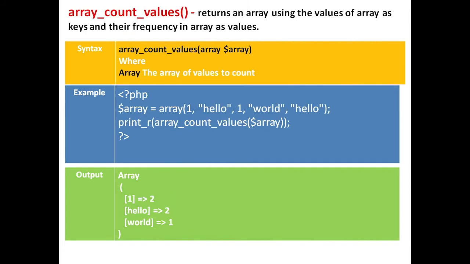Next is array_count_values, which returns an array using the values of an array as keys and their frequency in the array as values. Here I defined an array with values 1, hello, then again 1, world and hello, and here I use the function array_count_values for that array. It will print 1 equal to 2, hello equal to 2 and world equal to 1. That is, 1 appears twice in the array, hello appears twice in the array and world appears only once.